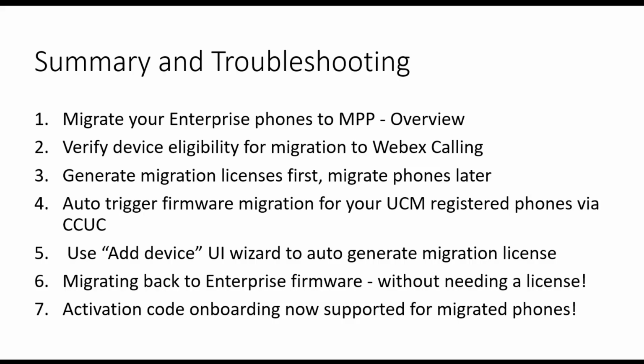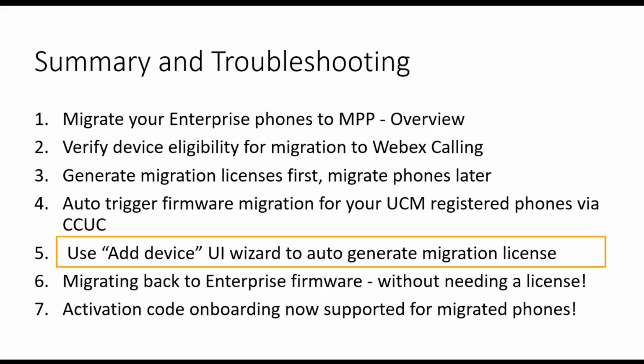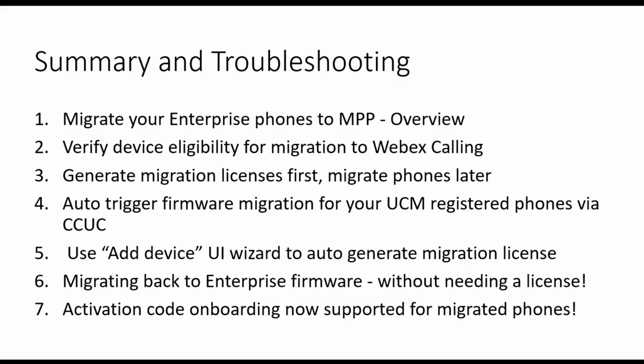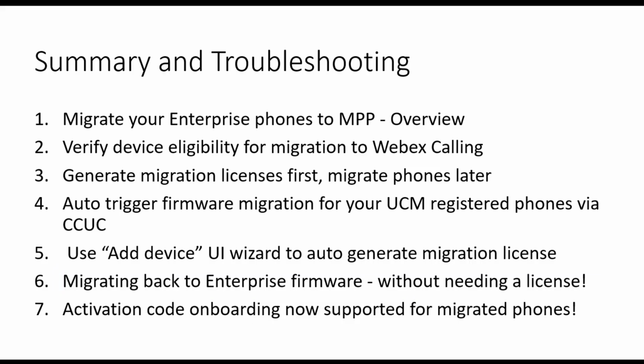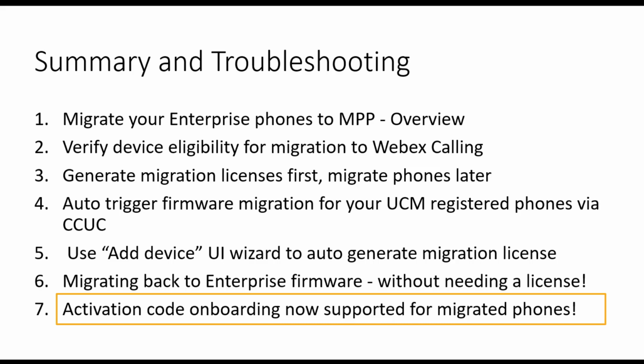We've looked at how to use the Add Device classic UI wizard to automatically generate the migration license. We have looked at how to migrate back to enterprise firmware without needing a license and also using the key sequence #M2E. And then we have also looked at how to use activation code onboarding to migrate phones and also move those phones within the same organization using an activation code.